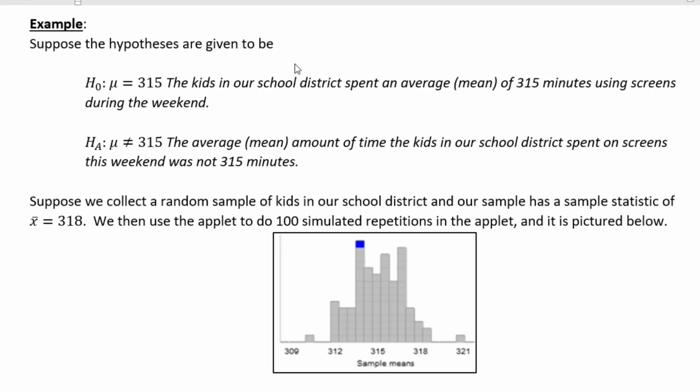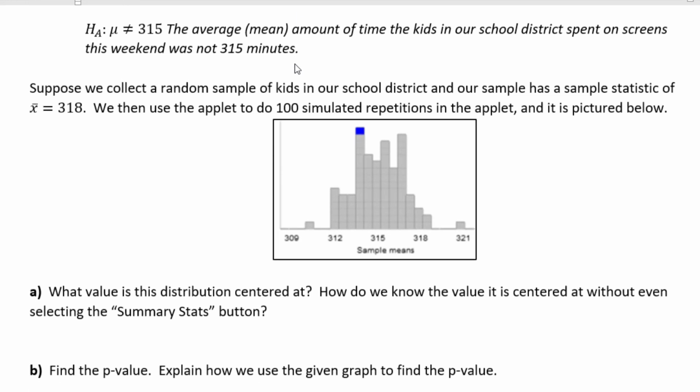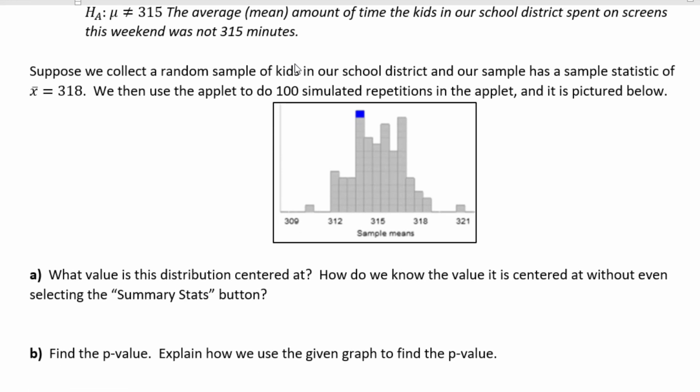So suppose we then go out, collect a random sample of kids in our school district, and our sample has a sample statistic of X bar equals 318. So our sample mean from our kids that we sampled is 318 minutes average screen time. We then use the applet. We create 100 simulated repetitions on the applet to get 100 sample statistics as displayed there. And now we're going to answer some questions.